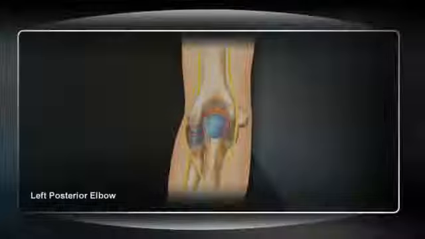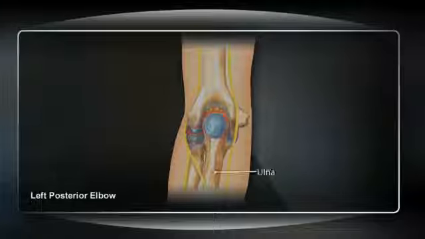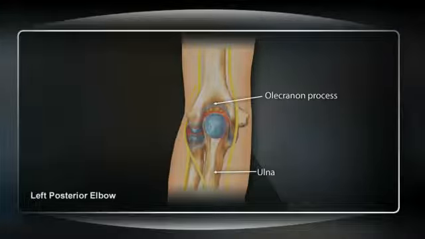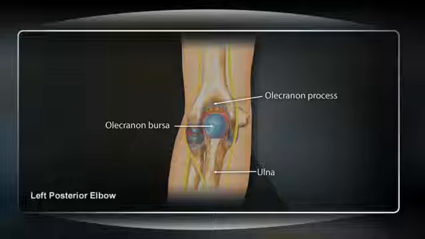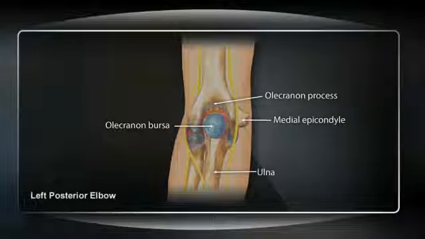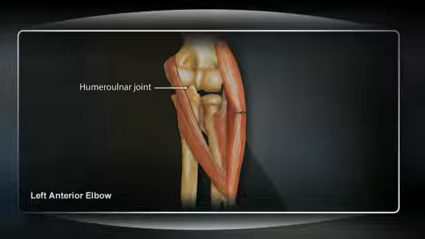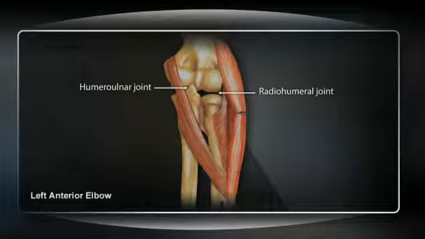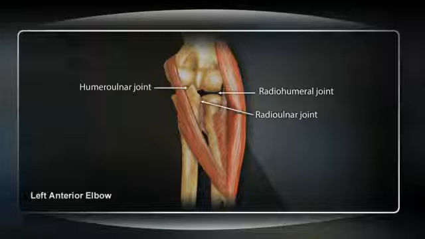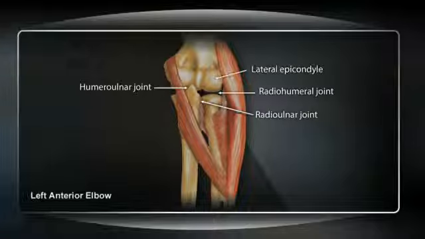Before examining the elbows, let's review their basic anatomy. Assessment of the elbow joint includes examination of the ulna, its olecranon process, the overlying olecranon bursa, and the medial epicondyle of the humerus. The bones of the elbow have 3 articulations: the humero-ulnar joint, the radiohumeral joint, and the radio-ulnar joint. Notice also in this anterior view the lateral epicondyle of the humerus.